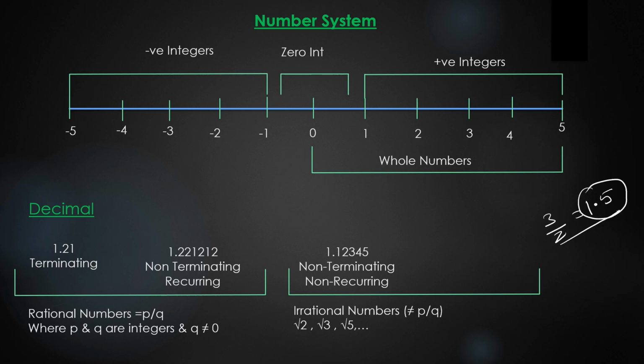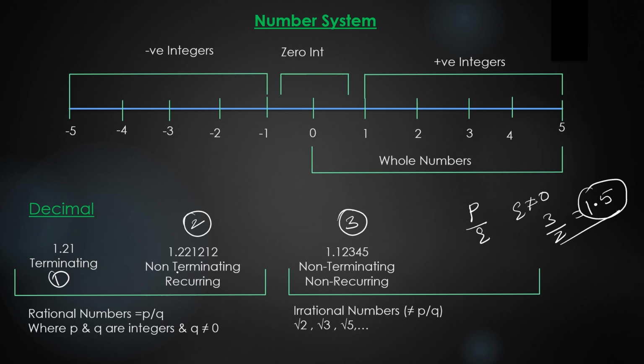In decimals, we have three types. One is terminating, the second one is non-terminating and recurring, and the third one is non-terminating and non-recurring. In the first two cases, we will have numbers in p by q format, where q is not equal to 0 and p and q are integers.